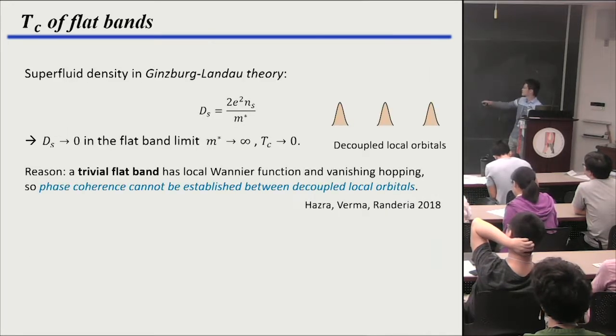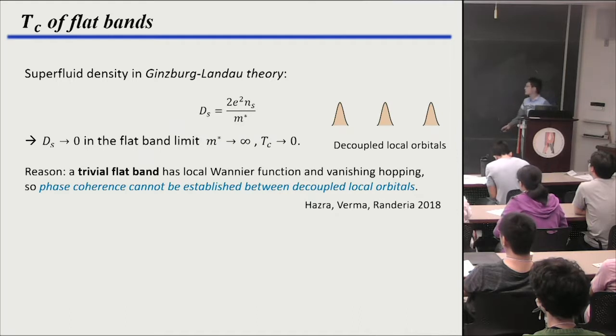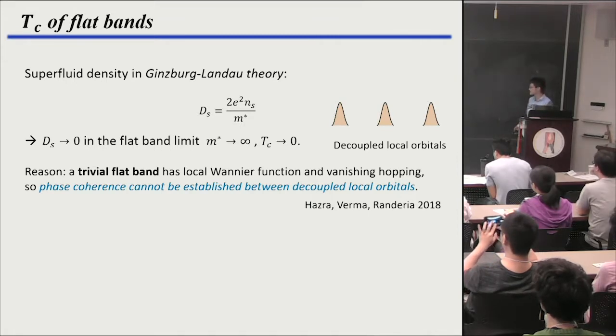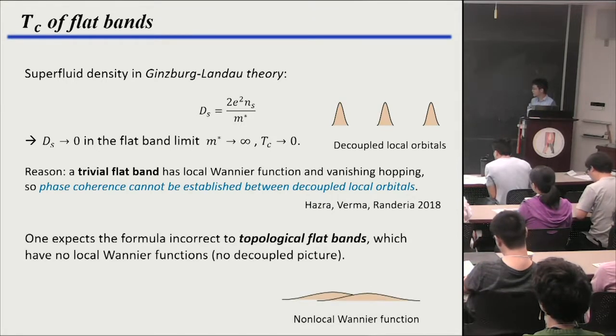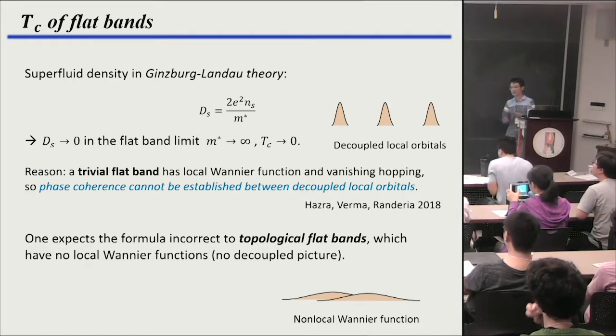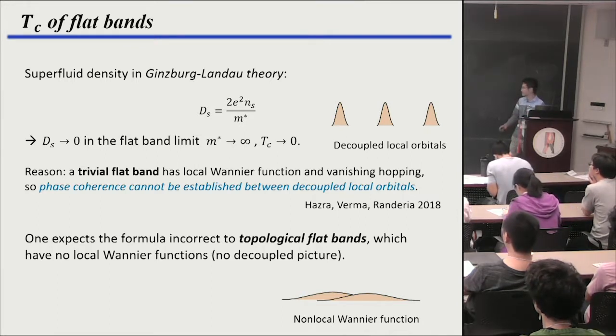But recall that in Ginzburg-Landau theory, we get a Ds which is inversely proportional to effective mass. So if you have a flat band, that means m star goes to infinity and your Tc just goes to zero. So in this sense, flat bands do not prefer superconductivity in two dimensions. Of course, twisted bilayer graphene does not necessarily have that flat band, but we can ask the question: why can flat bands have superconductivity?